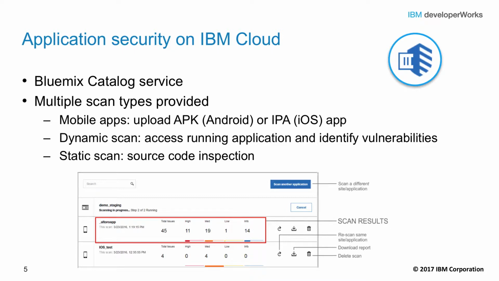Using application security on cloud is an important way to catch problems early. You can even integrate scanning with this service into your DevOps cycle using Bluemix Continuous Delivery by adding it as a test in your delivery pipeline.